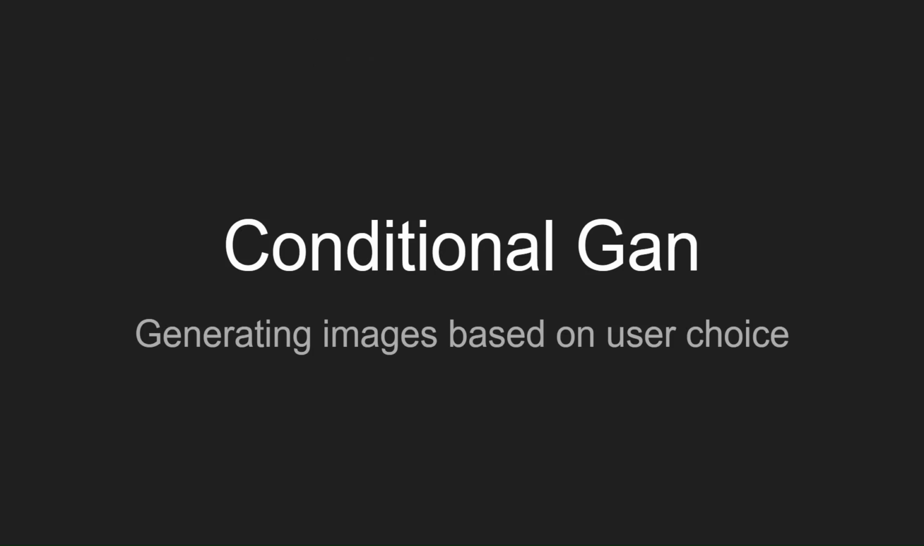In this video, we are going to talk about conditional GANs. And the motto for conditional GANs is generating images based on user choice. So now we are going to have more control over the image generation ability of the GANs. So let's see the features of C-GANs or conditional GANs.